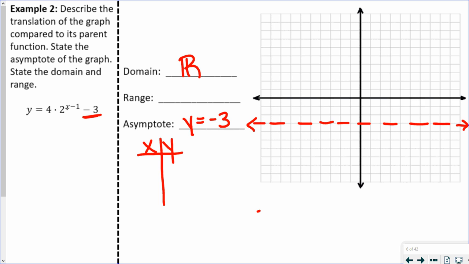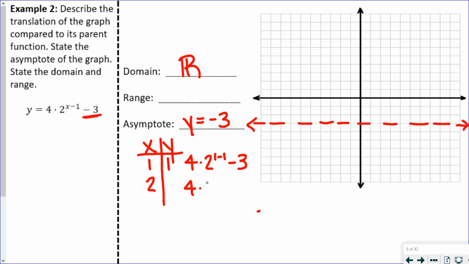But let me plug in a couple things. So if I plug in a 1 here, that would make this a 0 exponent, so that's easy to do. And if I plug in a 2 here, that would give me 2 minus 1 is 1, so that's easy to do. So I'll use 2. So you can decide what you want to use. So then we're going to do 4 times 2 to the 1 minus 1 minus 3. So that's 2 to the 0 power, which is 1. 1 times 4 is 4, minus 3 is 1.